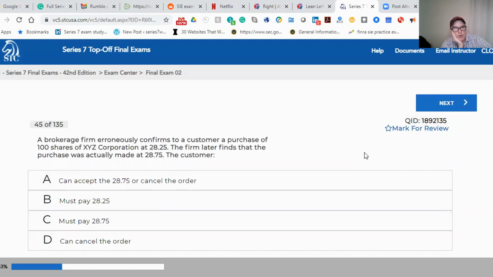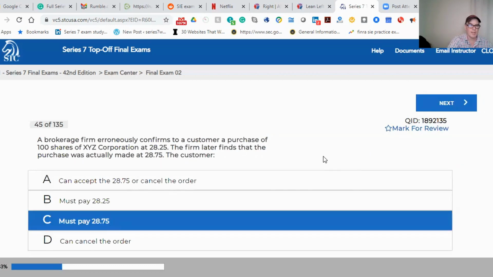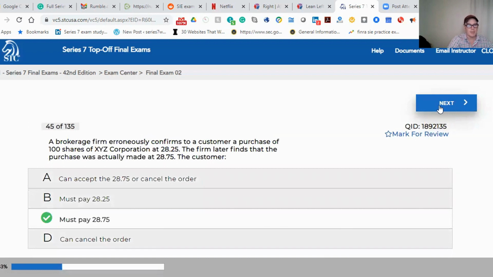A brokerage firm erroneously confirms to a customer a purchase of 100 shares at $28.25. The firm later finds out that the purchase was actually made at $28.75. What do they do? The customer has to pay the $28.75 because it's not a real error. That's a reporting error. With a reporting error, the customer pays what he's supposed to. If I execute at the wrong price, then they may get the better price, depending. So they must pay $28.75 because that's the price he really did it at. They're going to be mad at us, but we can't give them the better price.